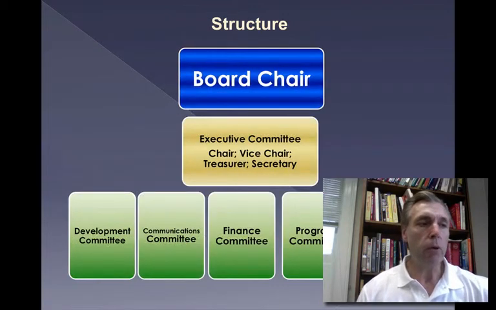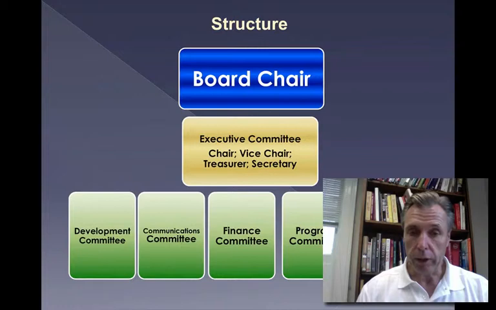So here's a typical board structure. You will find this structure or something similar in the vast majority of nonprofit organizations. It begins with the board chair sitting at the top of the organization, followed by an executive committee consisting of typically 4 senior officers, including the board chair himself or herself, the vice chair, the treasurer, and the secretary. We'll discuss the role of the board chair later in this module.